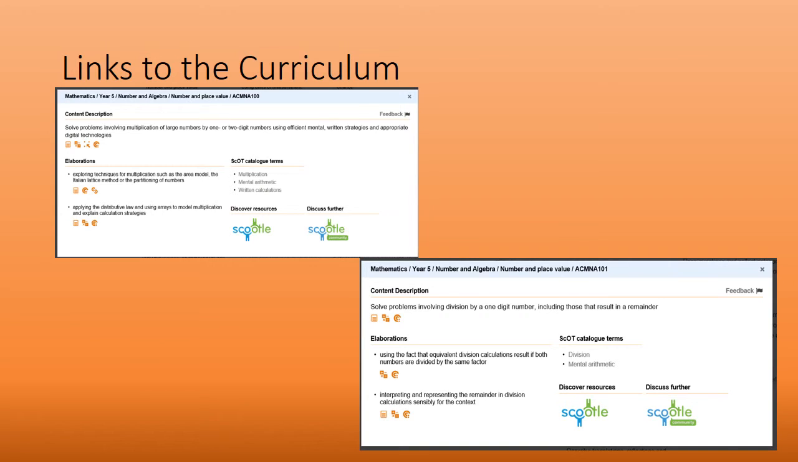These two content descriptions show how the presentation is related to the curriculum. They provide details on student requirements and areas of mathematics that assist in both multiplication and division.